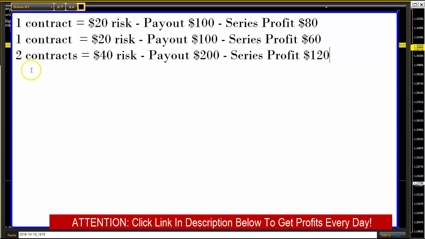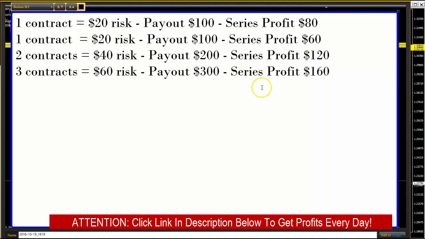Now, on your third attempt here with your 2 contracts, you have $40 at risk on this one contract. The payout's going to be $200 if the trade is profitable. And the series profit between all of these and the payout is 120. It'd be a payout of 200 minus 40 minus 20 minus 20. So your profit will be 120.